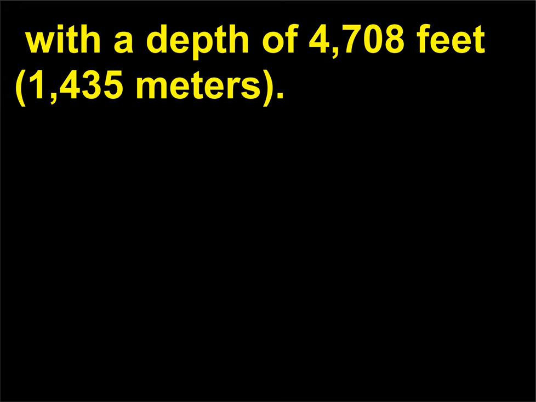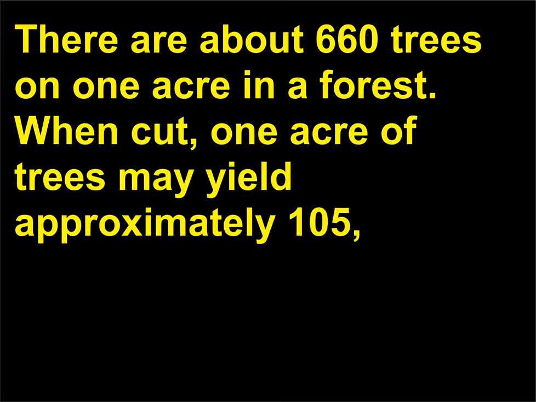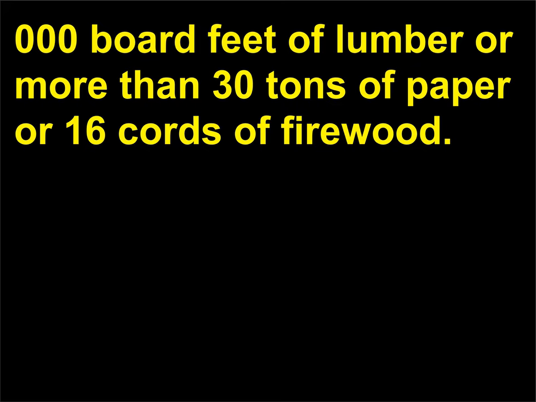What does 1 acre of trees yield when cut and processed? There are about 660 trees on 1 acre in a forest. When cut, 1 acre of trees may yield approximately 105,000 board feet of lumber or more than 30 tons of paper or 16 cords of firewood.